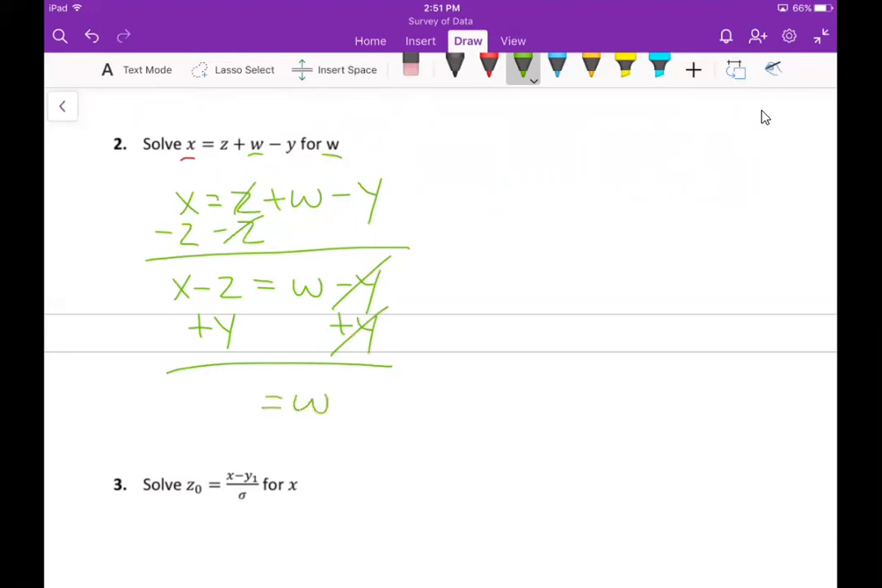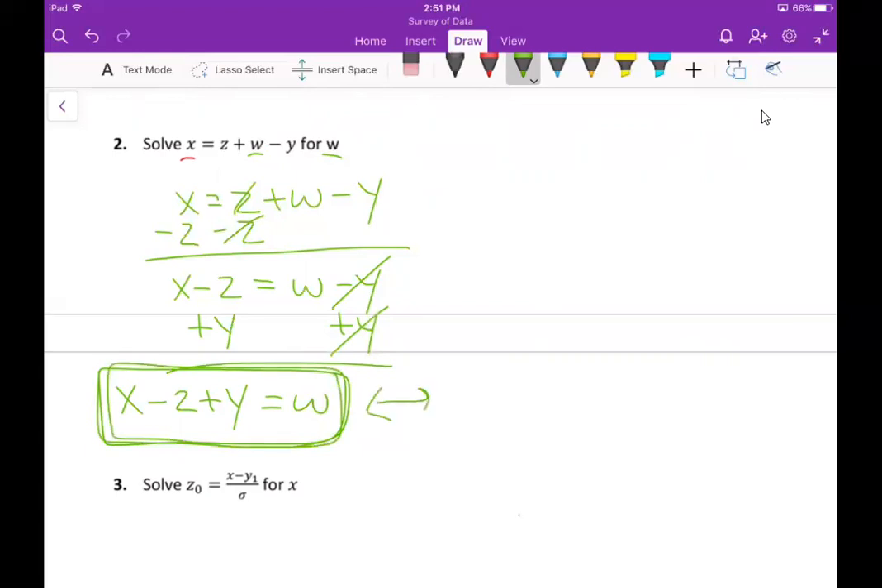On the left-hand side, I cannot simplify. This is just X minus Z plus W. But W is alone, so I again have solved my equation for W. Again, I can switch those around. If you like to see that unknown by itself on the left, that's fine. Just switch those two sides, write them exactly as they are.